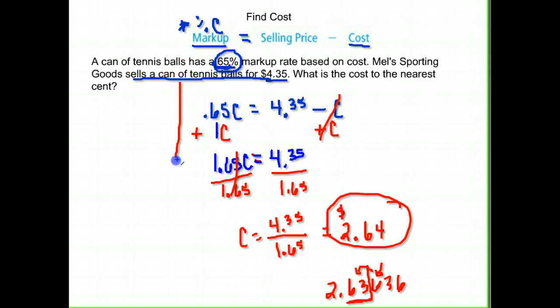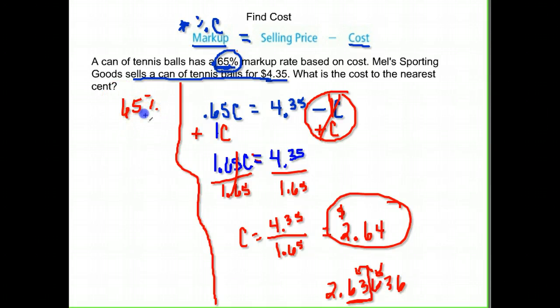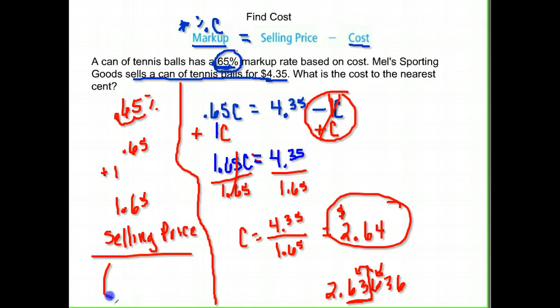Another way you can do this problem, if you're looking for a way that you don't have to worry as much about the algebra, is notice that every time we do this, we're going to have this 1C over here. So what you can do is change your markup rate to a decimal. Our markup rate was 65%. Change it to a decimal, add 1, and divide your selling price by that. So you would take your selling price divided by 1 plus the markup rate.